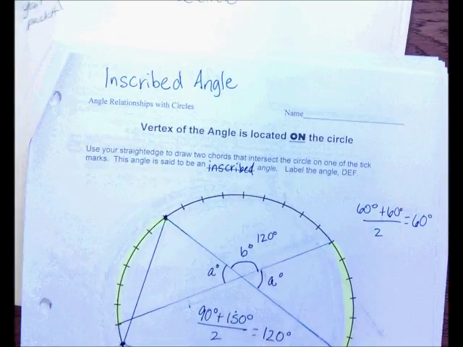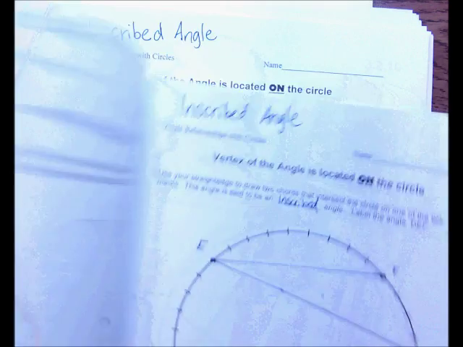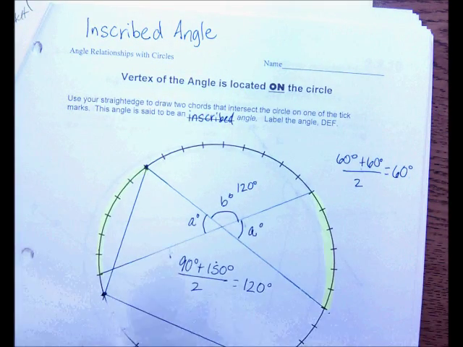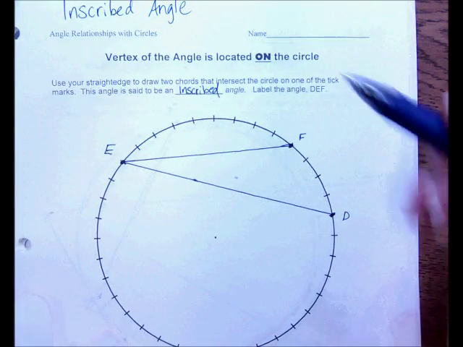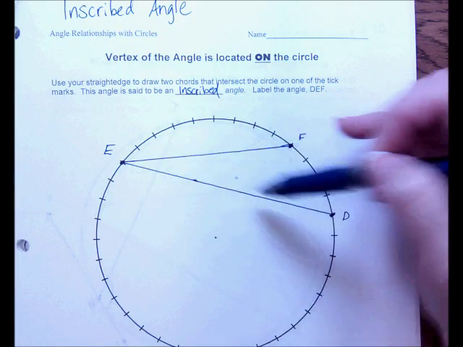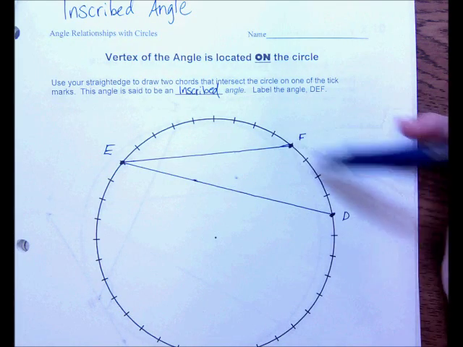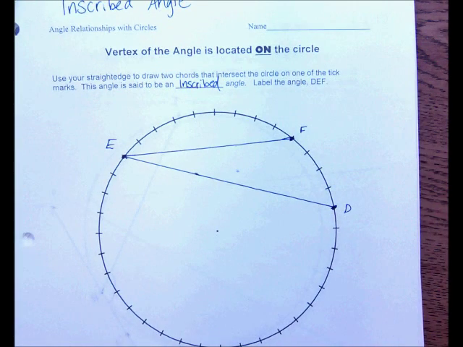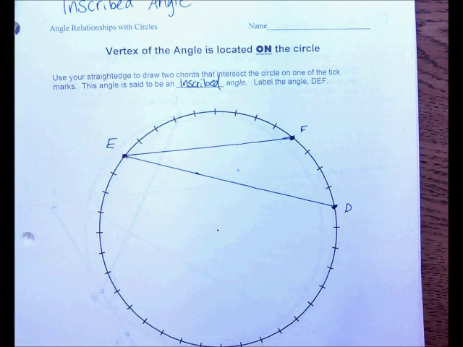Now, the second one that we worked on Friday, I'm going to go to a different packet, was one that has an inscribed angle. An inscribed angle has a vertex on the circle. Here, it asks you to draw two chords that have a common vertex and intersect the circle at tick marks. So I measured the degree of the angle.